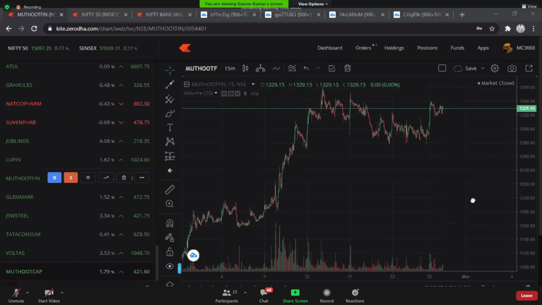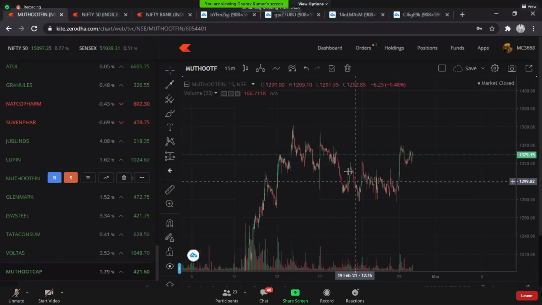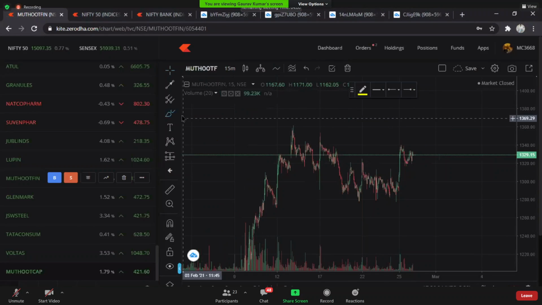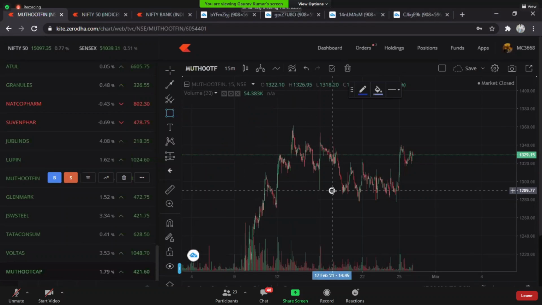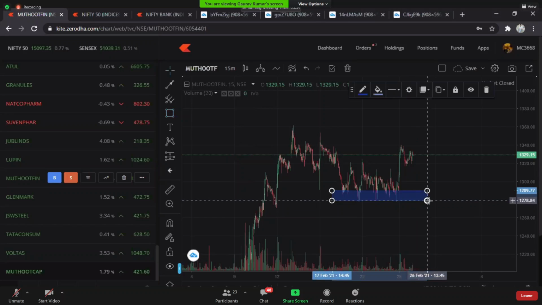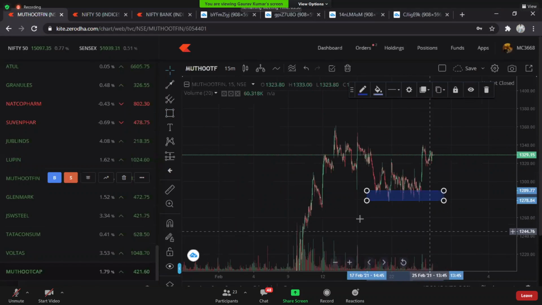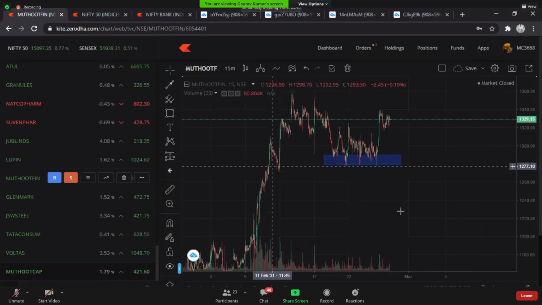So here you can also see that Muthoot Finance actually formed a triple bottom kind of structure out here, and on the breakout of which it again gave an impulsive upside move.